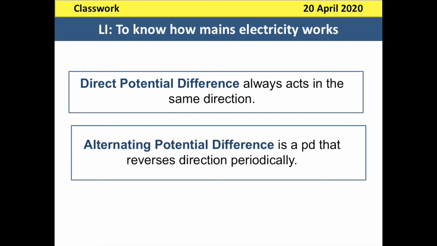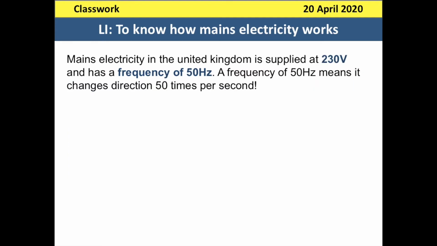By contrast, when you plug something into the mains electricity, you get out an alternating potential difference. Now, an alternating potential difference is one that reverses its direction periodically. Mains electricity actually reverses direction 50 times per second. So mains electricity in the United Kingdom is supplied at 230 volts and it has a frequency of 50 Hz. A frequency of 50 Hz, like I've mentioned, just means that it changes direction 50 times per second.